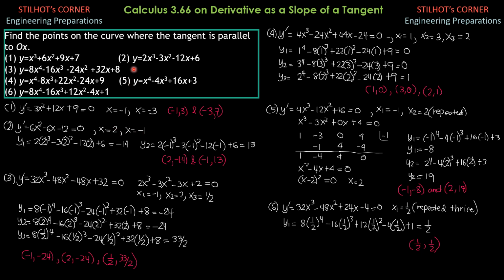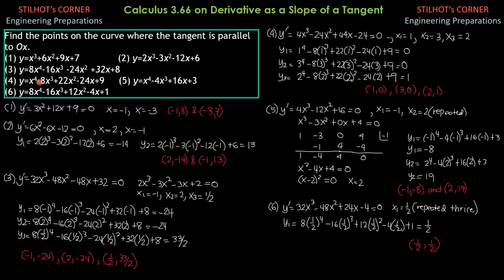When x is 2, substitute into the original equation. y is 2 times 2 cubed minus 3 times 2 squared minus 12 times 2 plus 6. So it is equal to negative 14. Then when x is negative 1, y is 2 times negative 1 cubed, so negative 2, minus 3 times negative 1 squared, negative 5, then minus 12 times negative 1, 7, plus 6, 13. So we have the other point where the tangent is parallel to OX, negative 1 comma 13.